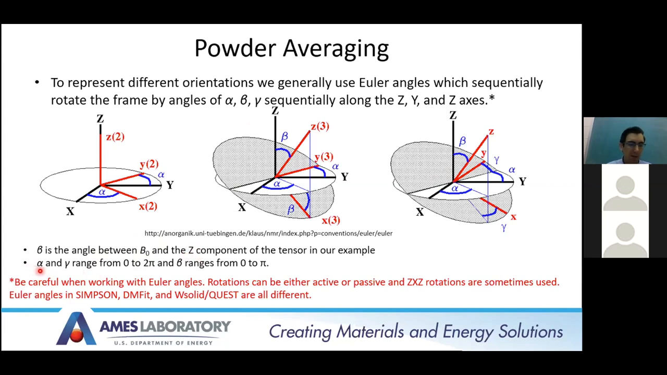The angles alpha and gamma range from 0 to 2 pi. They're more difficult to visually observe, and beta ranges from 0 to pi.